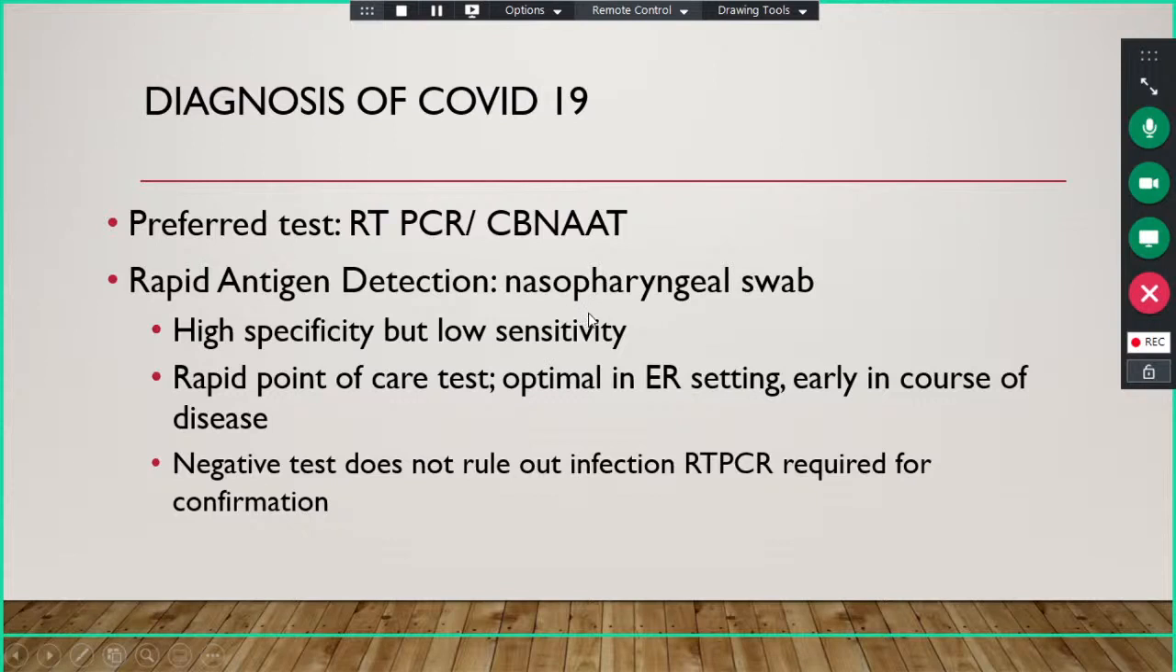But it has a low sensitivity of around 80%, suggesting that if I do a rapid antigen test on a symptomatic patient, I may be able to identify 80 out of 100, but I may miss 20. So in that case, if there is an outbreak going on, if I do it on a symptomatic person in an emergency room, I may be able to identify the infection within 15 minutes. So it is a point of care test. But if it is negative, in that case, I may have to confirm by doing an RT-PCR that it is negative and the person is not a COVID infection.